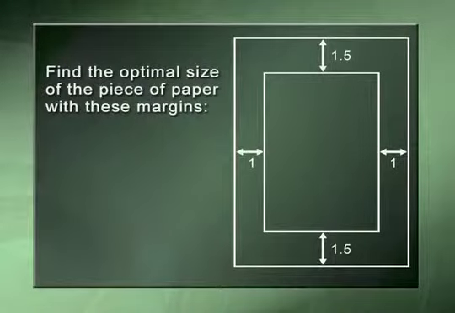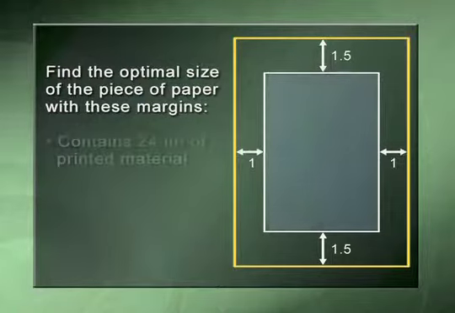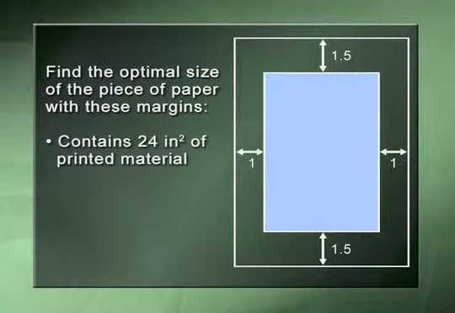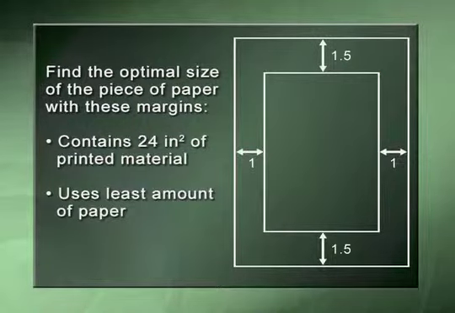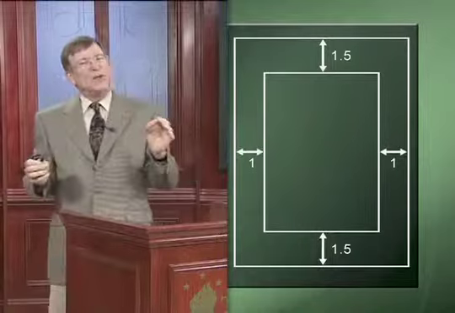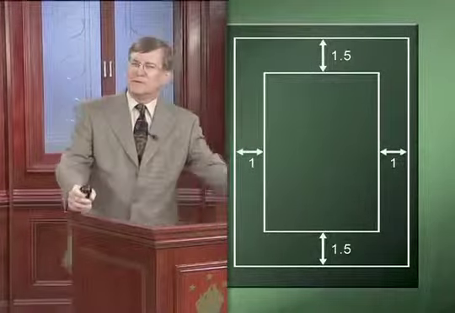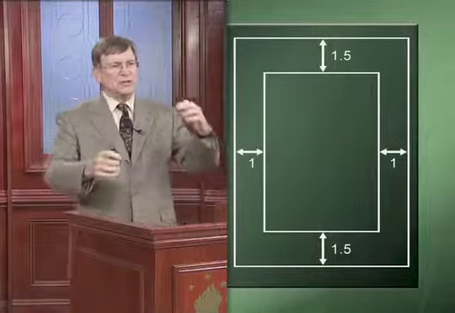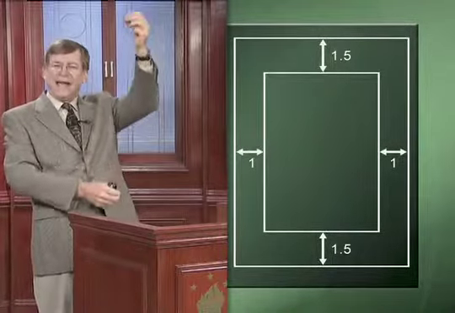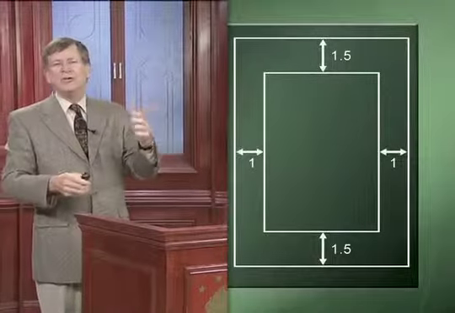We want to find the optimal size of this piece of paper so that it contains 24 square inches of printed material in the middle and uses the least amount of paper. We don't want to use a whole lot of paper. We want to save money. So we now want to label our figure so that we can determine the answer. And there are a couple of ways of labeling this figure. You might choose to label one side X and one side Y. I'm going to do it slightly differently.